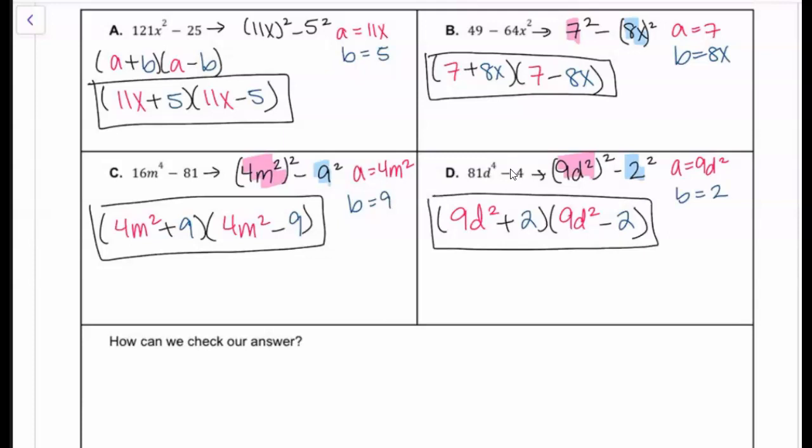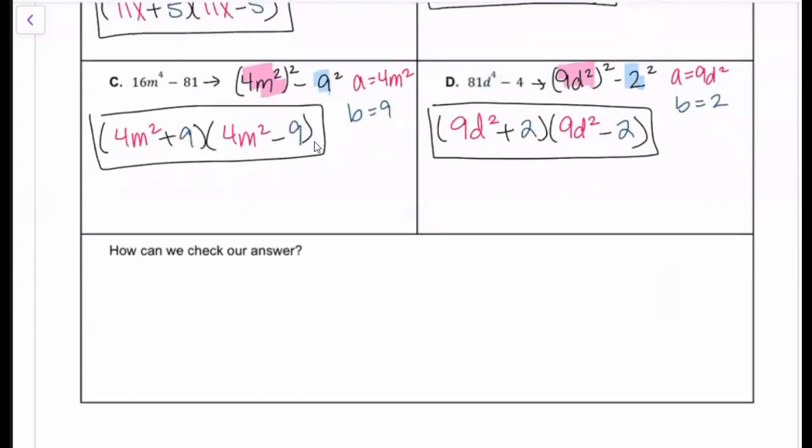Now, if you're saying, okay, but how do I know if I've done it correctly? You can always check your answers. So if I go back to my original problem here, let's say I had 11x plus 5 and my 11x minus 5, I can do my double distribute. So let me do 11x multiplied to both terms in the second parenthesis. So 11x times 11x is 121x squared. 11x times negative 5 is negative 55x.